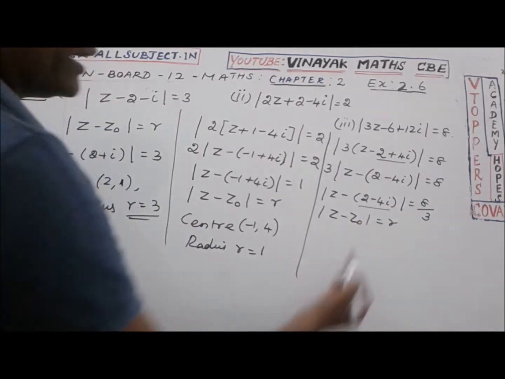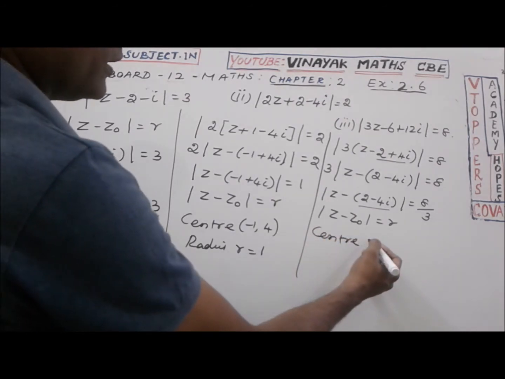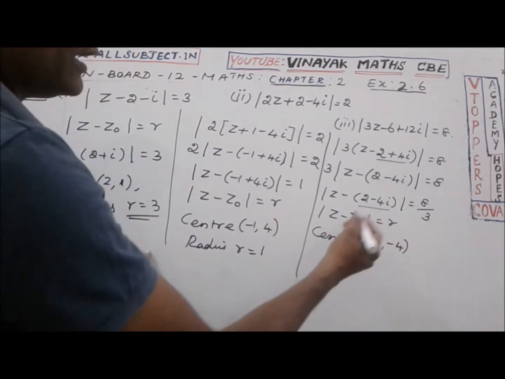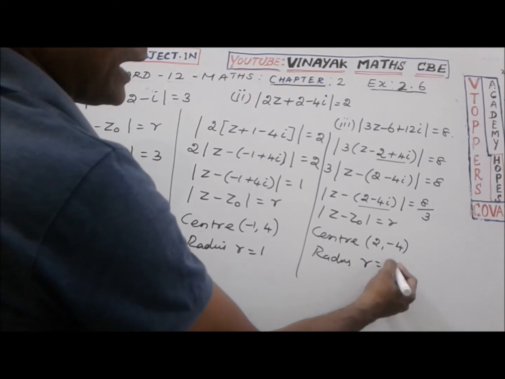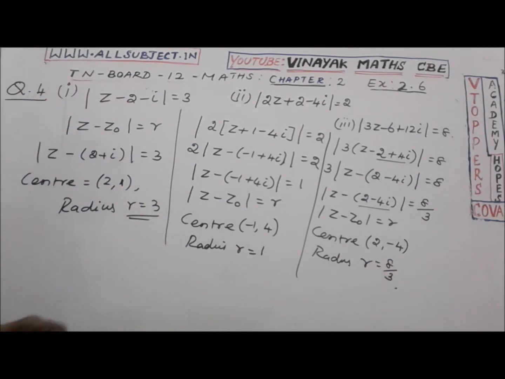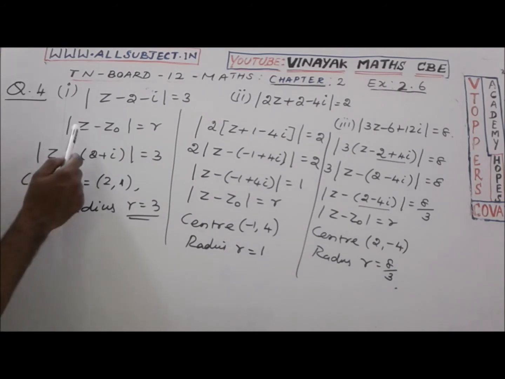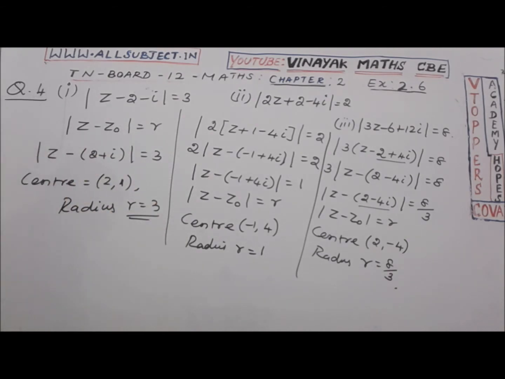Here z naught is 2 minus 4i. Therefore we can derive center from it. Center equal to 2 comma minus 4. And radius is r equal to 8 by 3. This is a simple thing. You can easily find out by using the formula of modulus of z minus z naught equal to r. Given all the three equations should be written in the form of modulus of z minus z naught equal to r, then we can pick out the center and the radius from the standard form.